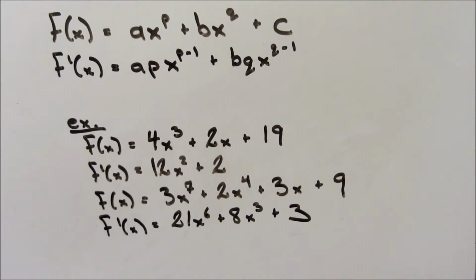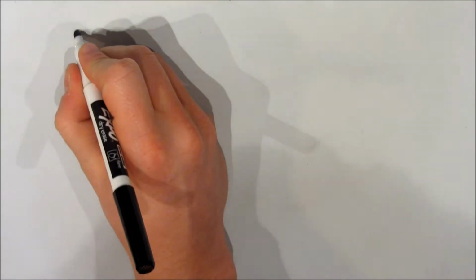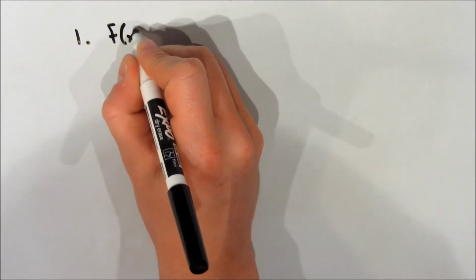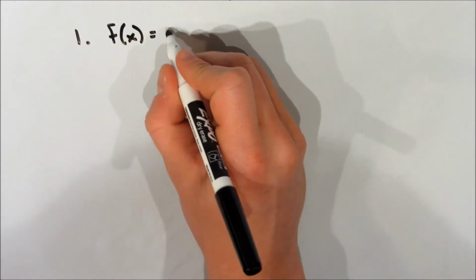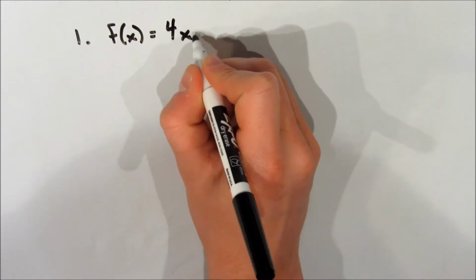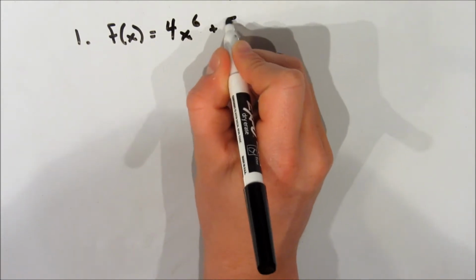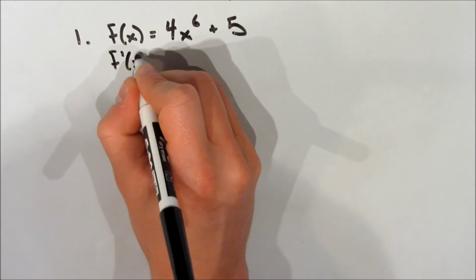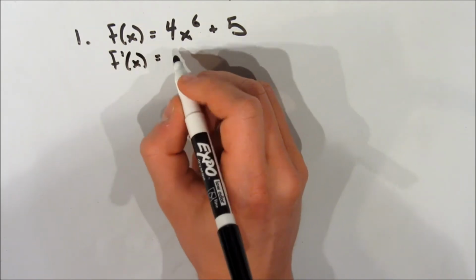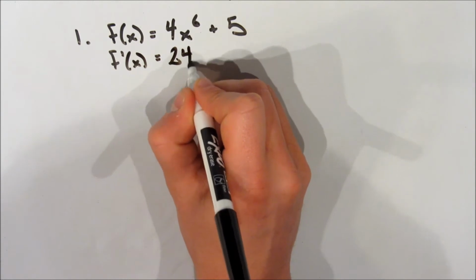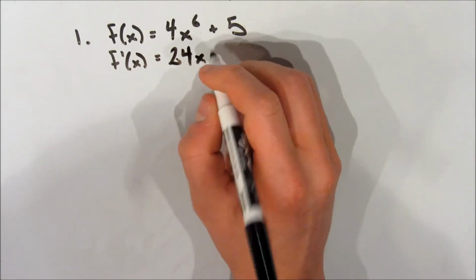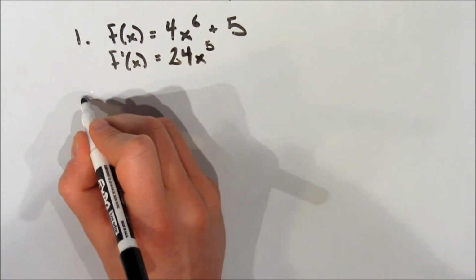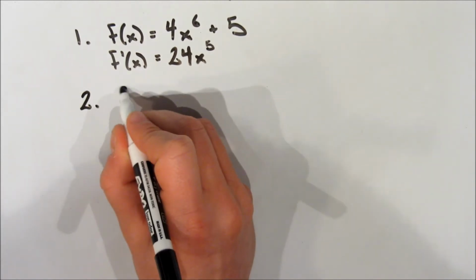Okay, so now let's apply what we just learned to a couple more examples. So let's look at the first example. The function that we're going to be looking at is f of x is equal to 4x to the exponent 6 plus 5. So to take the derivative of this, we're going to say that f prime of x is equal to 4 times 6, so 24, times x to the exponent 6 minus 1, which is 5, plus the derivative of 5, which is just 0.